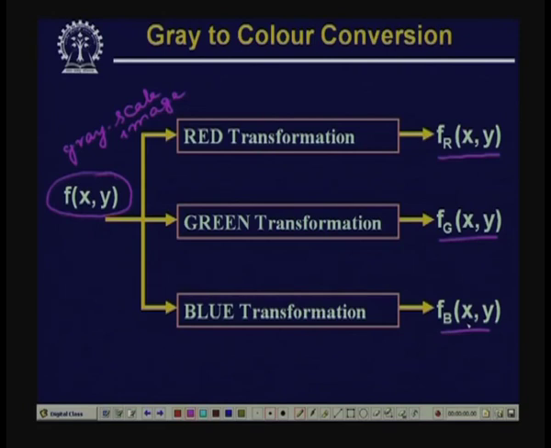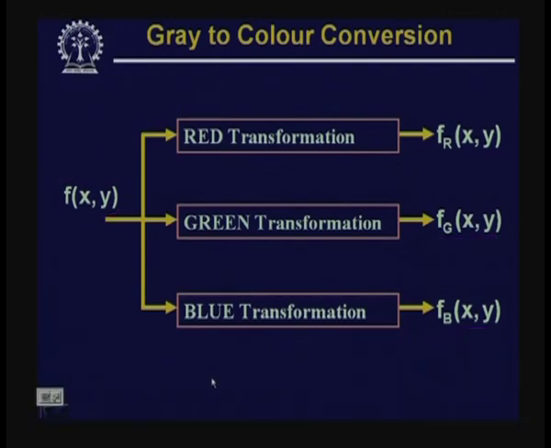So, when these three images, that is f_r(x,y), f_g(x,y) and f_b(x,y), the red, green and blue planes, are combined together and displayed on a color display, what we get is a pseudo colored image. But in this case, the color is not assigned to different intensity ranges, but the color of the entire image is decided by the corresponding transformation functions. So, the color content of the color image that we will generate is determined by the transformation functions that we use.